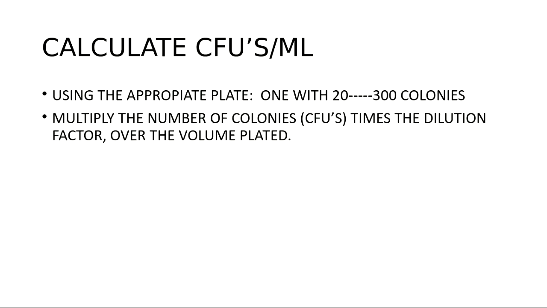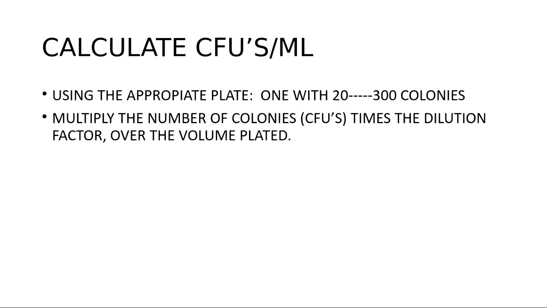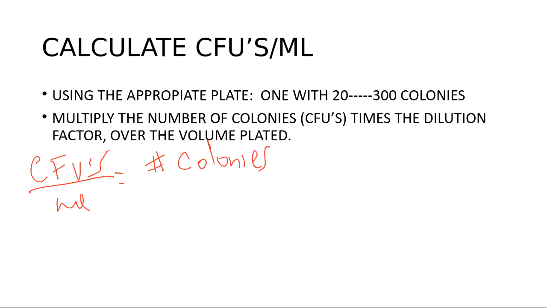Okay, so what we're doing is calculating CFUs per mil. That should say 30, not 20. Okay, this is the formula: CFUs per mil equals the number of colonies over the volume that was put in the plate, times the dilution.